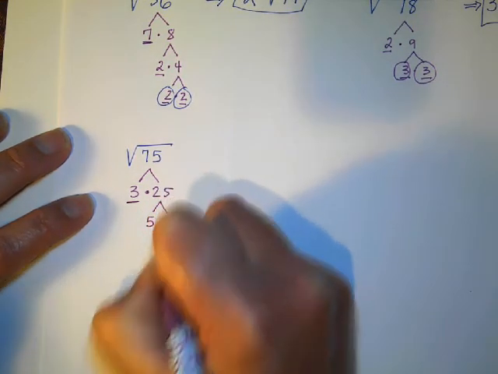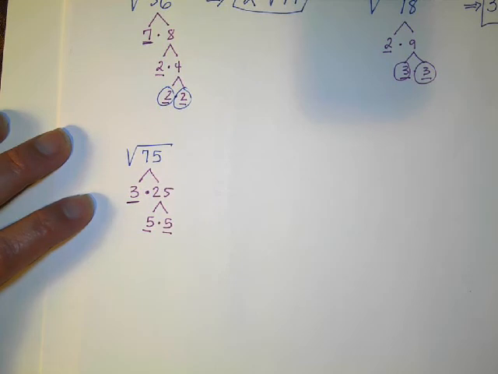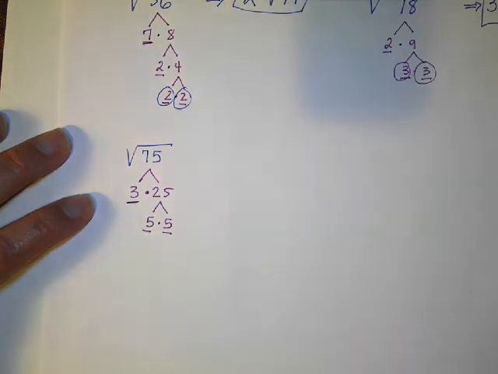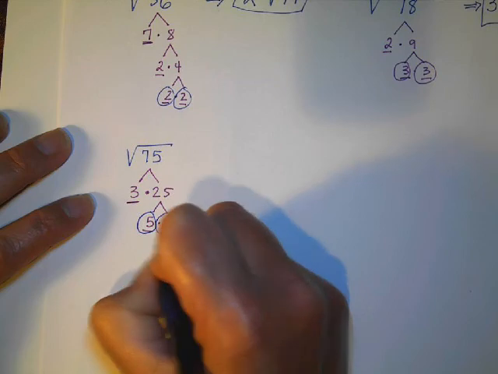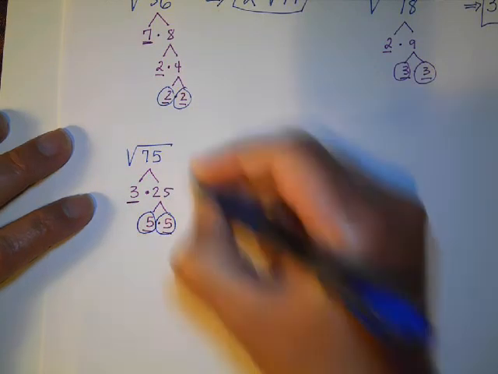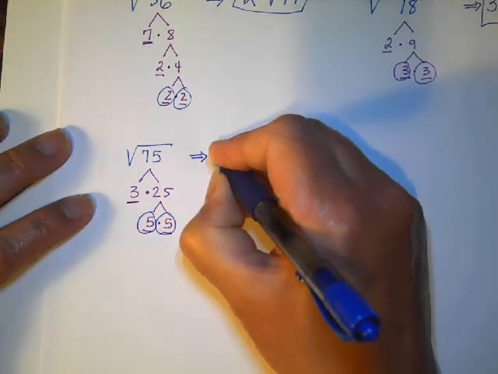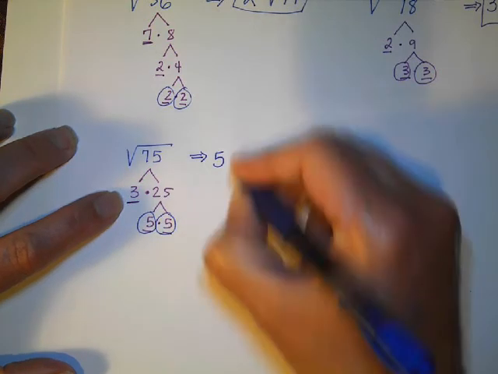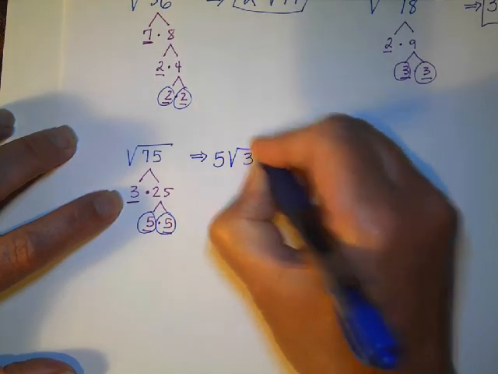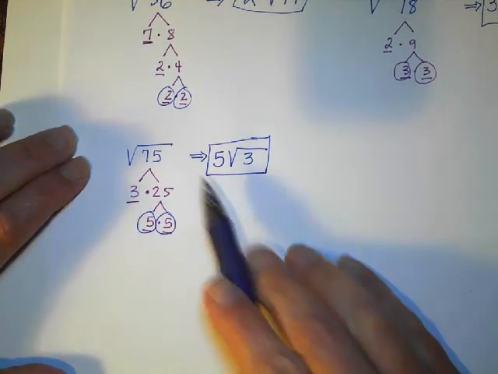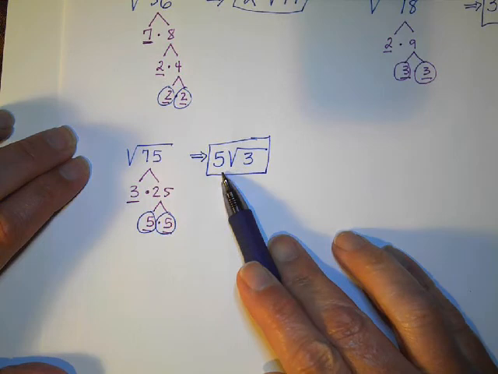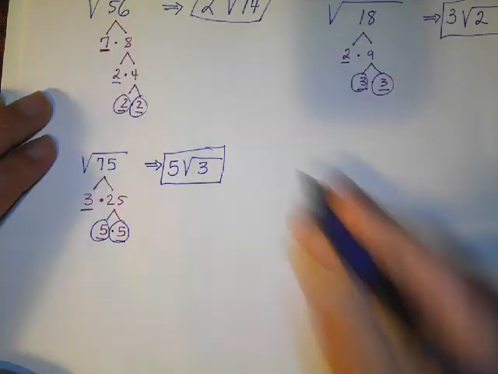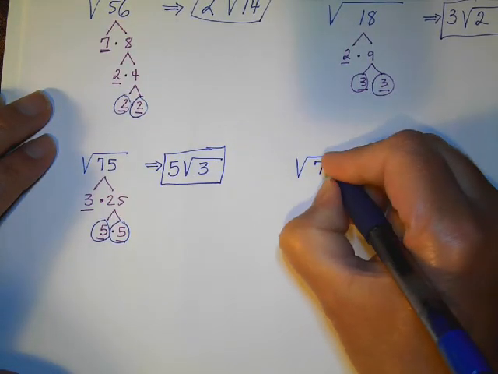25 is not a prime number. I can break him up some more. That's a 5 times a 5, and those are both prime numbers. So I'm looking at the 3, the 5, and the 5. And I say, okay, well, look, I have a pair of numbers. I'm always looking for a pair of numbers. That tells me what is the number going to be out in front. And then see how this 3, he didn't have a pair or anybody to buddy up with, so he has to stay inside. Square root 75 is simplified as 5 square root 3. Okay, let's do another one.